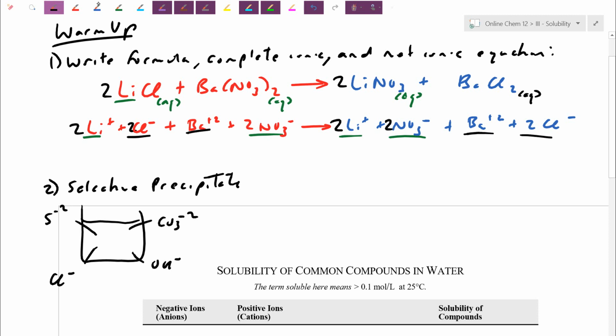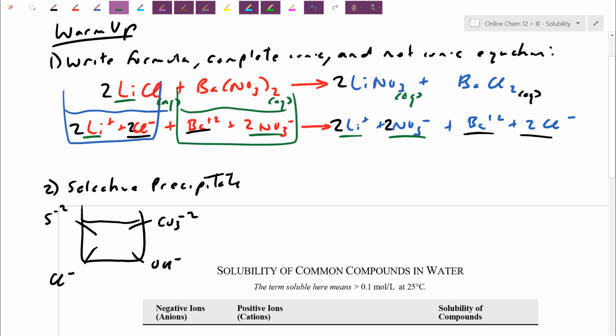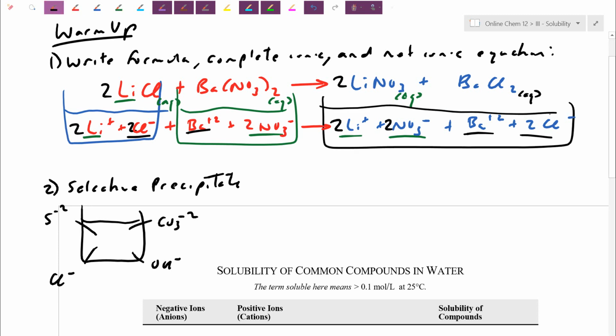So all that's happening here is my first bottle, which was labeled LiCl, was actually Li ions and Cl ions swimming around. My second bottle here, which was labeled BaNO3, also aqueous, was just barium ions and nitrate ions. When I tossed them into one container all at once, now I just have all 4 ions. I potentially could have formed a precipitate, but everything is fine dissolving with each other.